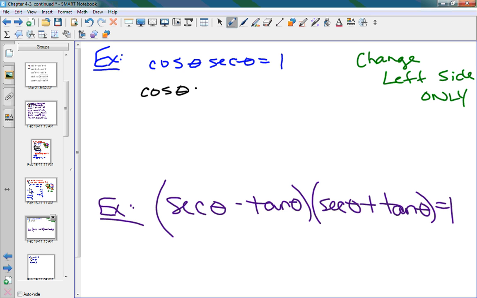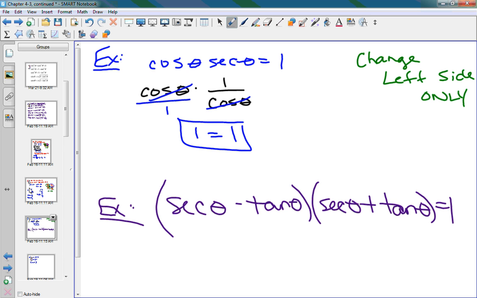Now, can I make secant equal something else? That's another way to rewrite secant. One over the cosine, very good. So secant is going to be 1 over the cosine of theta. Now, how are these two things attached? By multiplication. Since they're attached by multiplication, I can cancel those out, and I'm left with 1 is equal to 1. Is that what I wanted? Yes.